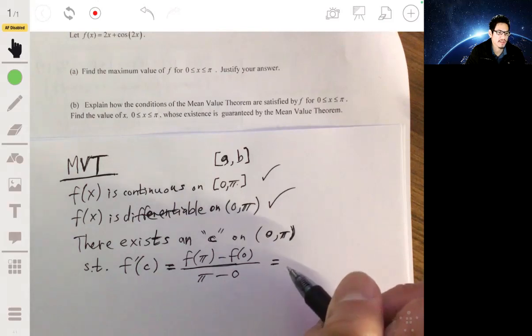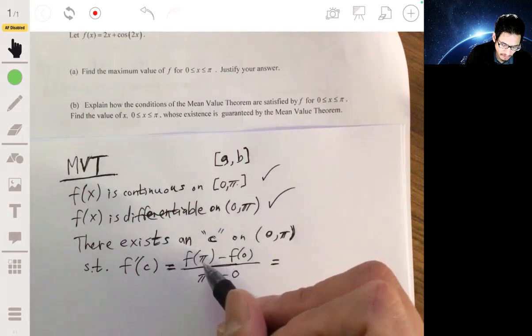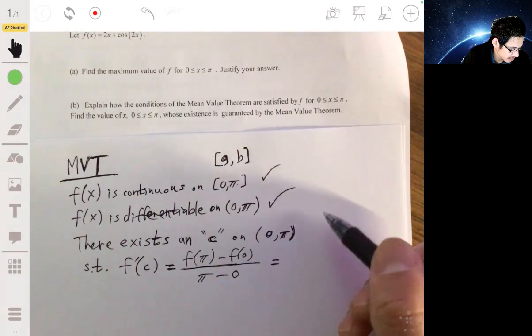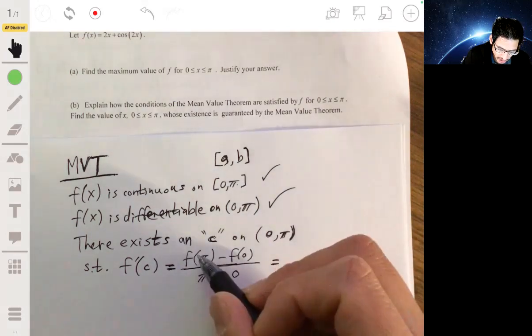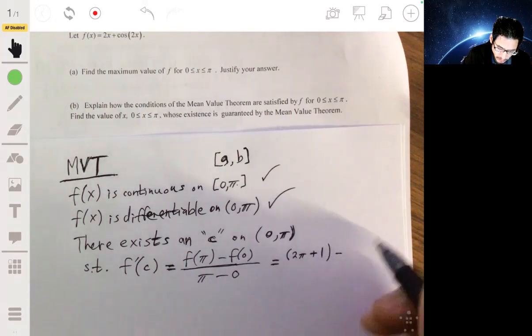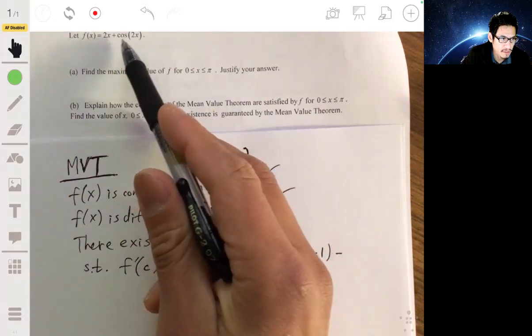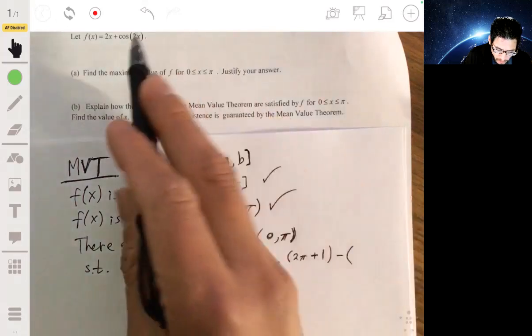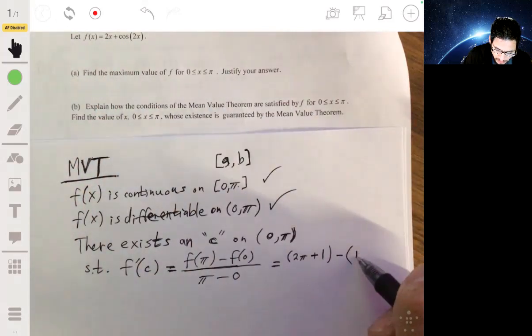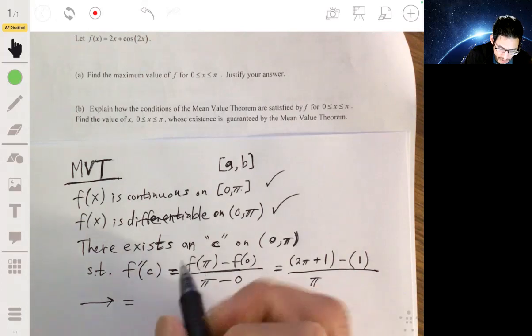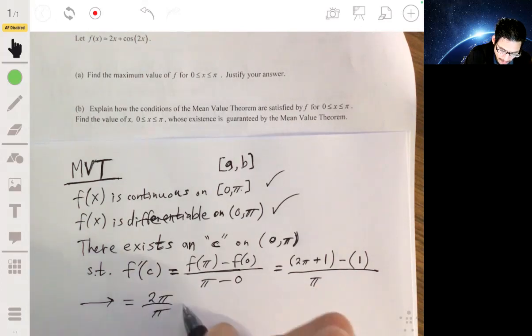And then we just show that this works. So we find what the value is. We can find it because we have the equation for f. We found what f of pi was already, we found it to be 2 pi plus 1. f of 0, so that'll be 0 plus the cosine of 0, which would just be 1, over pi. This will just be 2 pi over pi. It'll just be 2.